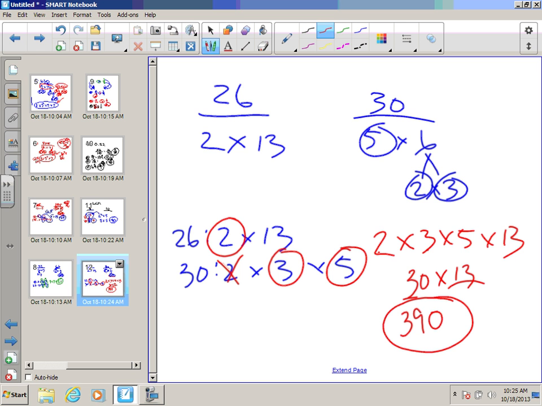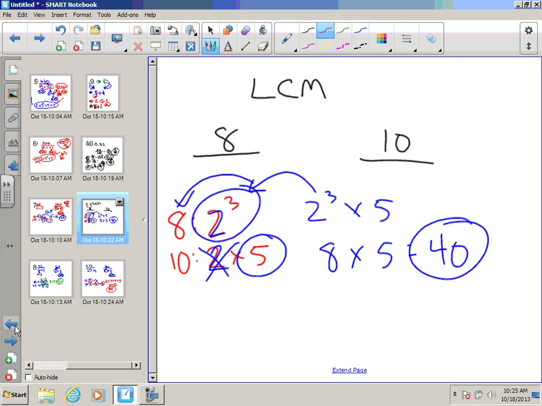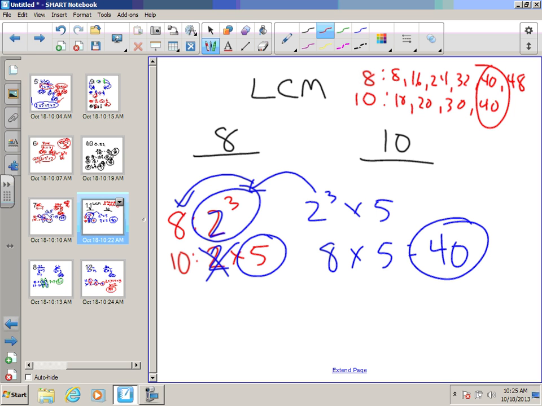The LCM is one of those lessons where you say, oh, you know what? It's much easier for me to just list the multiples and find the first one that they have in common, and say 8, 16, 24, 32, 40, 48. 10, 20, 30, 40. Oh, look at 40 is the first one that they have. Look at how nice that worked out. That was much faster than going through all this other stuff.